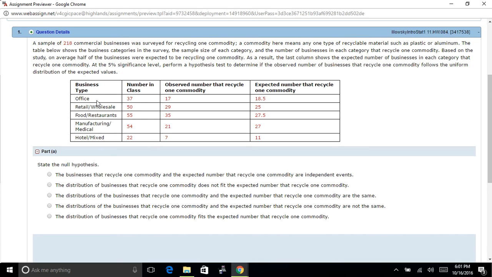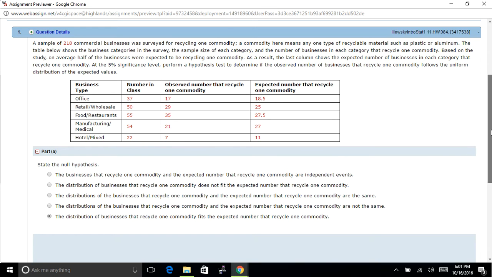So what we want to do then is we want to look down here and we're looking for a distribution. So what we want to see is that the distribution of the businesses that recycle one commodity fit the expected number that recycles one commodity. So I'm going to look at that. So it's going to be this one. That's what I want to know. I want to show that the observed will equal the expected.